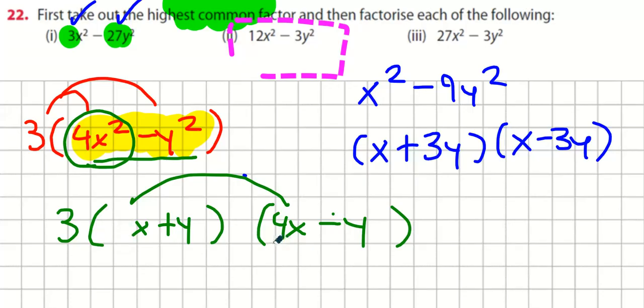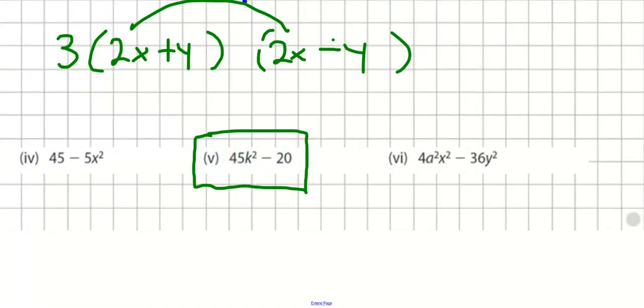Change into a 2. Why does a 2 fix it? Yeah, 2x and 2x, 4x squared, and then you multiply it out. What number could you take out of both of them? What divides into 45 and 20? 5. There we go.